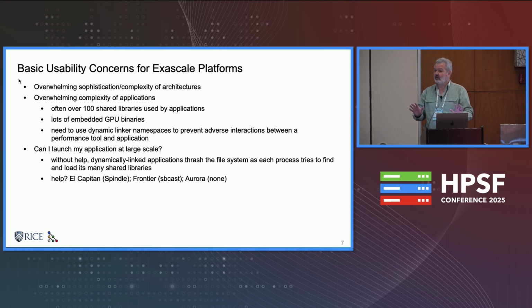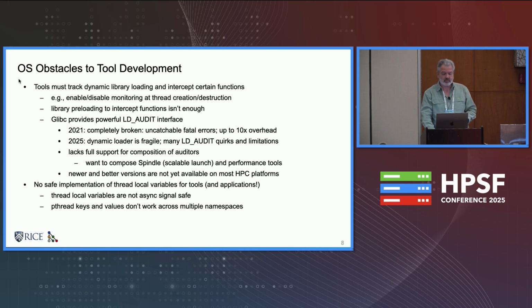When you add tools to the picture, it's even harder. So, some operating system obstacles to tool development. We have to track dynamic library loading and intercept certain functions to understand when threads are created or when they die. glibc provides a powerful interface called LD Audit for this purpose. In 2021, it was completely broken.